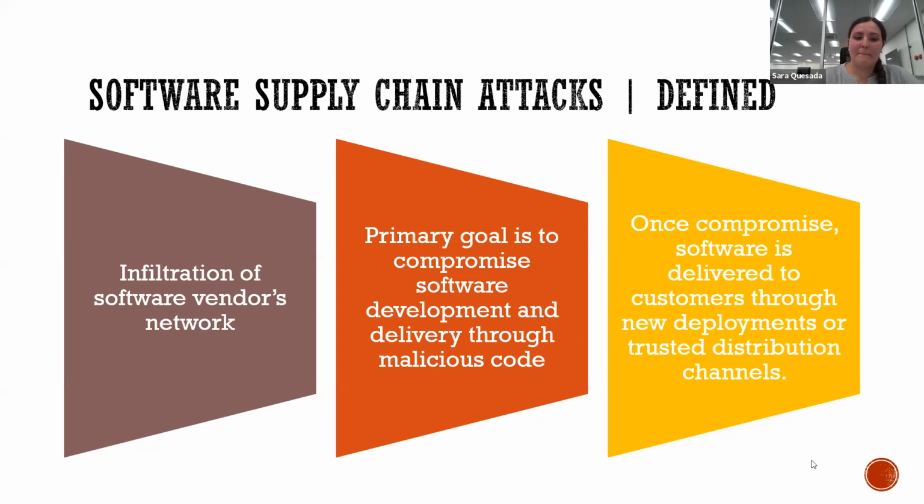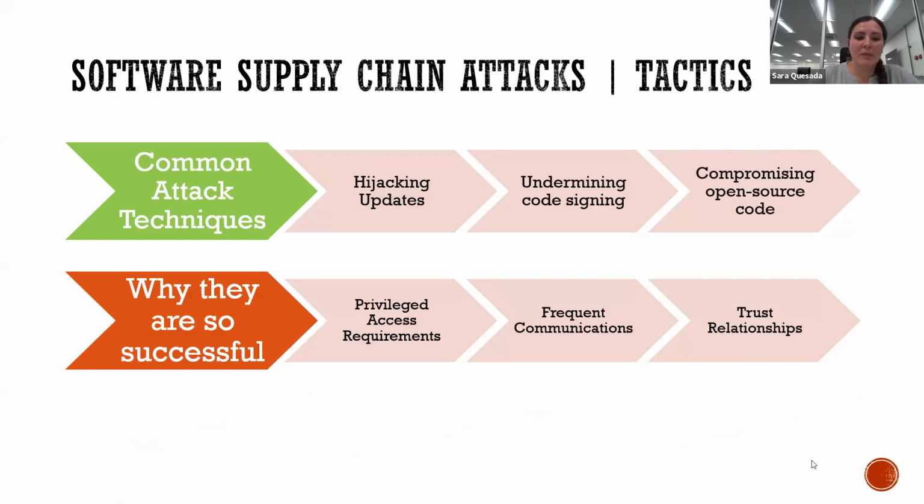Next slide, please. So let's talk about the 3 commonly used tactics that are used to execute software supply chain attacks, and a little bit about why ultimately these types of attacks are so successful. So there are 3 common techniques used: hijacking updates, undermining code signing, and compromising open source code.